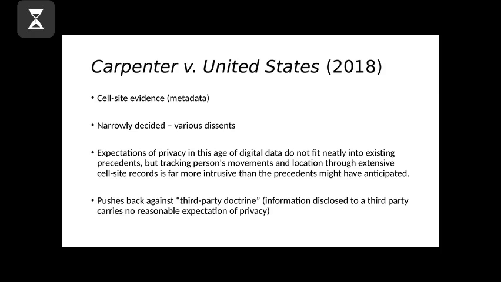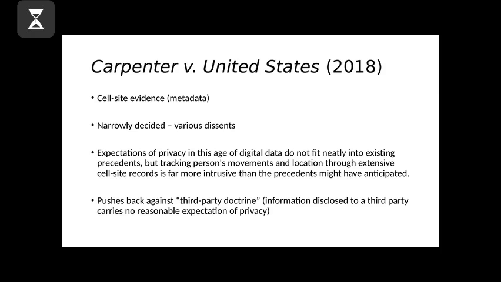So one of the questions that came up here is one of the questions I've asked you in the previous voice thread. Expectations of privacy in this age of digital data don't fit neatly into existing precedents. The court found that tracking a person's movements and location through extensive cell site records is far more intrusive than the precedents might have anticipated. Essentially they're saying it's not reasonable for people to expect this kind of tracking, that anyone's keeping track of them this way.